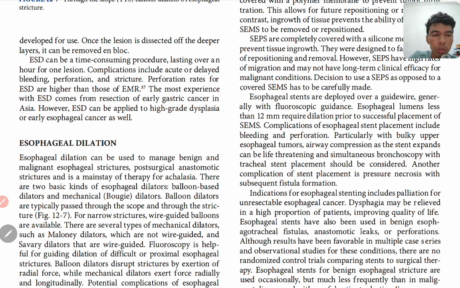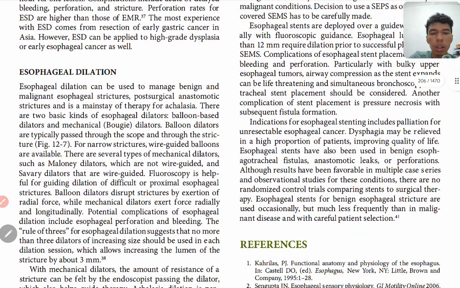Indications for esophageal stenting include palliation for unresectable esophageal cancer. Dysphagia may be relieved in a high proportion of patients, improving quality of life. Esophageal stents have also been used in benign esophagotracheal fistula, anastomotic leaks, or perforations. Although results have been favorable in multiple case series and observational studies for this condition, there are no randomized controlled trials comparing stents to surgical therapy. Esophageal stents for benign esophageal strictures are used occasionally, but much less frequently than in malignant disease and with careful patient selection.